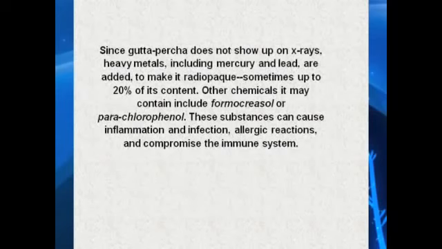Since gutta percha doesn't show up on the x-rays, heavy metals including mercury and lead are sometimes added to make it radio-opaque or appear white on the x-ray, sometimes up to 20% of its content. Other chemicals it can contain are formocresol or parachlorophenol. These substances can cause inflammation and infection, as well as allergic reactions, and compromise the immune system.